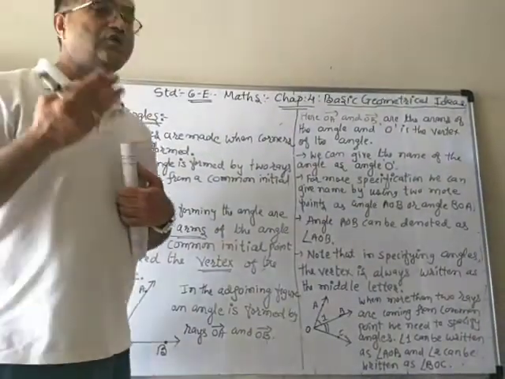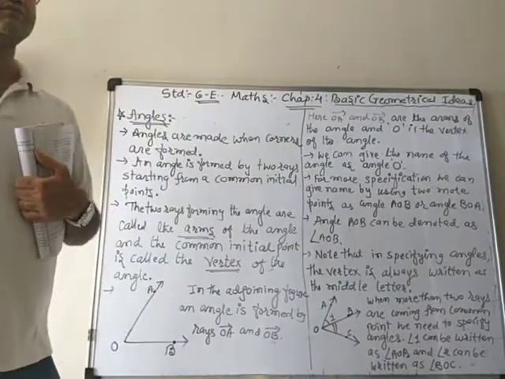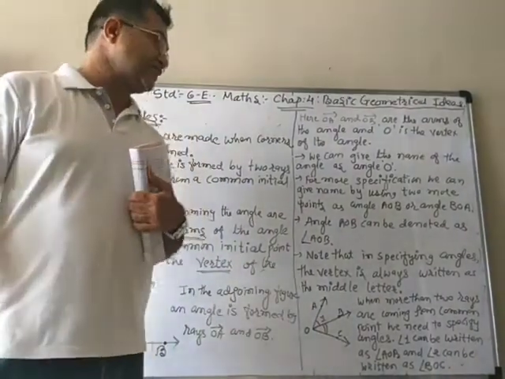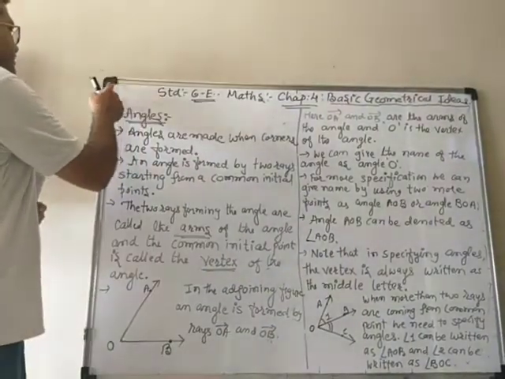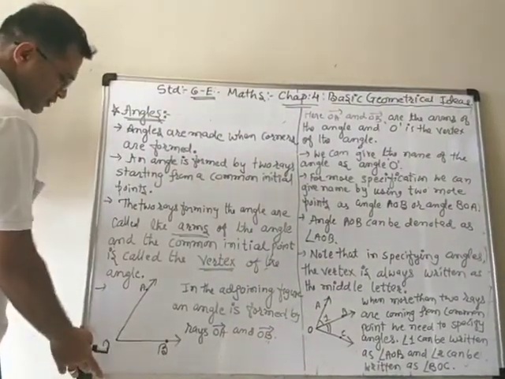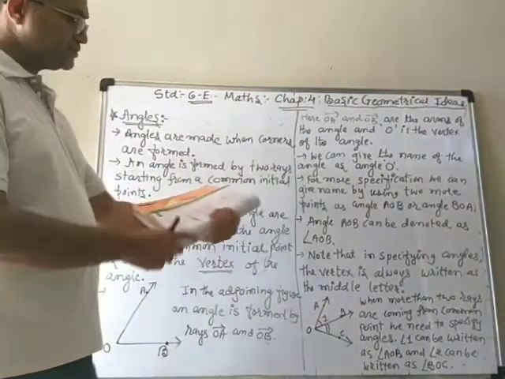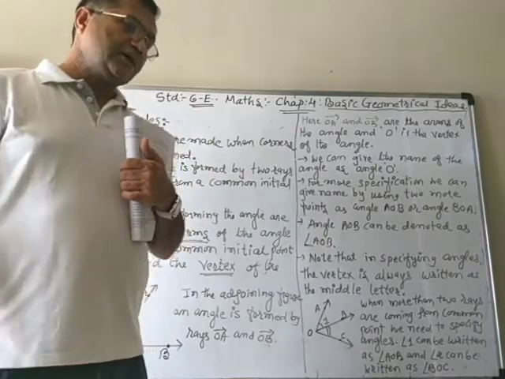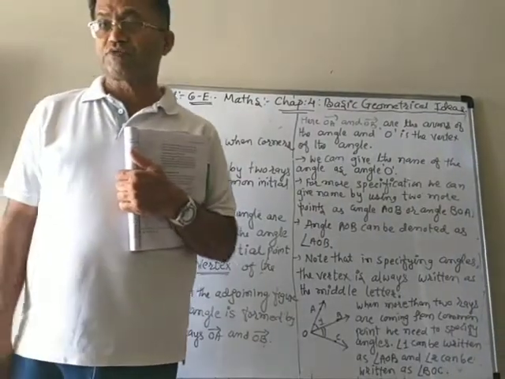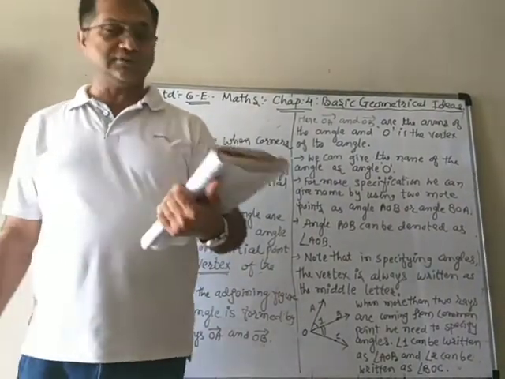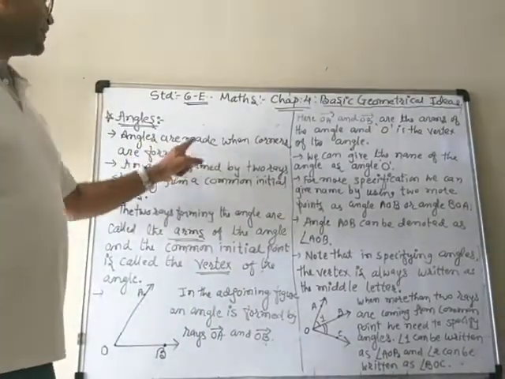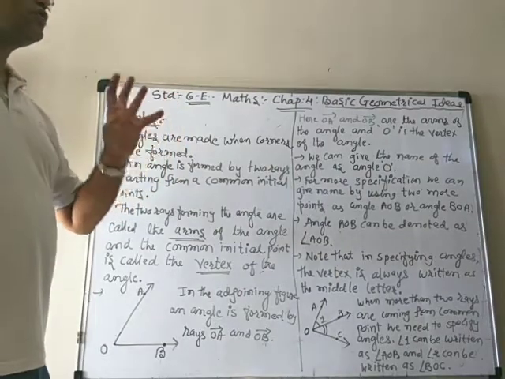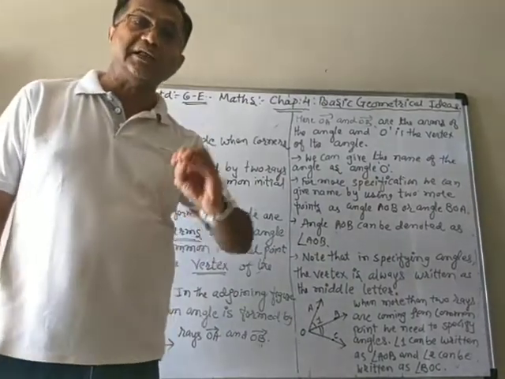Now, how are angles formed? Whenever corners are made, angles are formed. You can see that here it is a corner, here it is a corner. In this book also there is a corner. Everywhere you will see corners. So angles are made when corners are formed. Whenever a corner is there, an angle is formed.